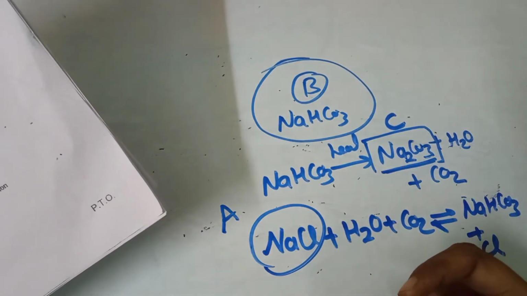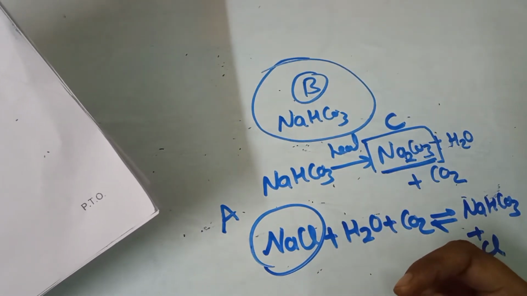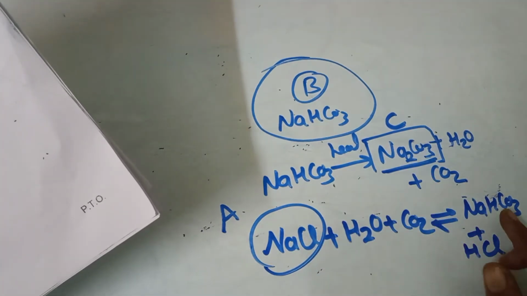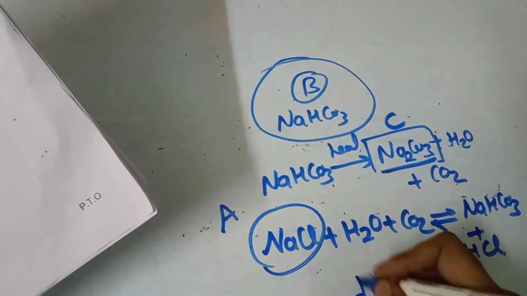Salt. So A, B, C are NaCl, NaHCO3 and Na2CO3. So D is the right answer.